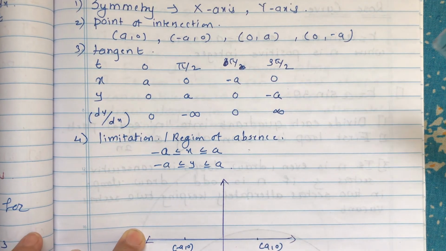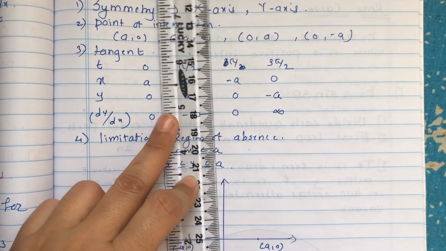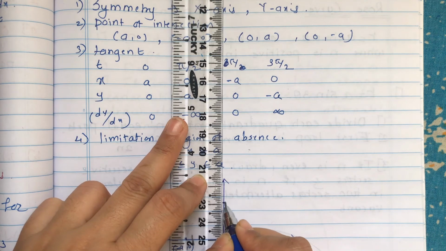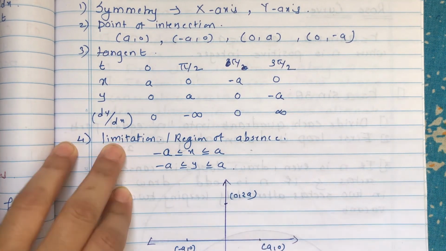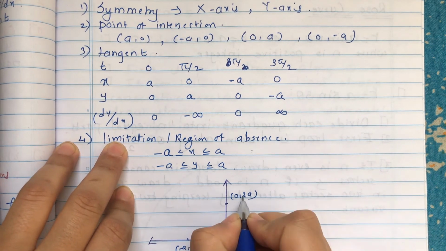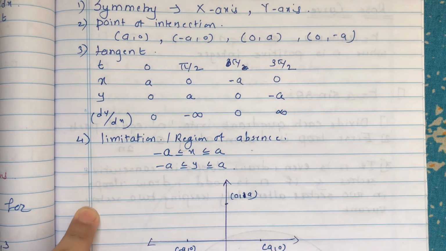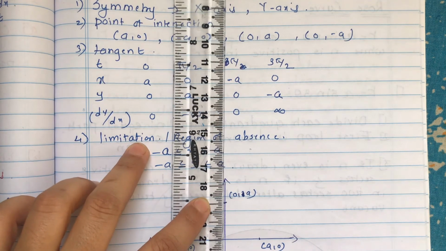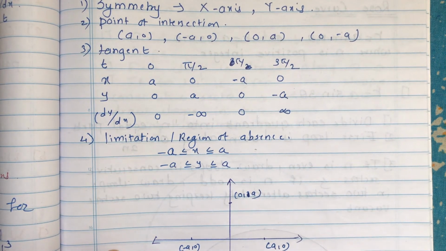Next, 0 comma a, so this will be 0 comma a only. Next is 0 comma minus a, so this will be 0 comma minus a.